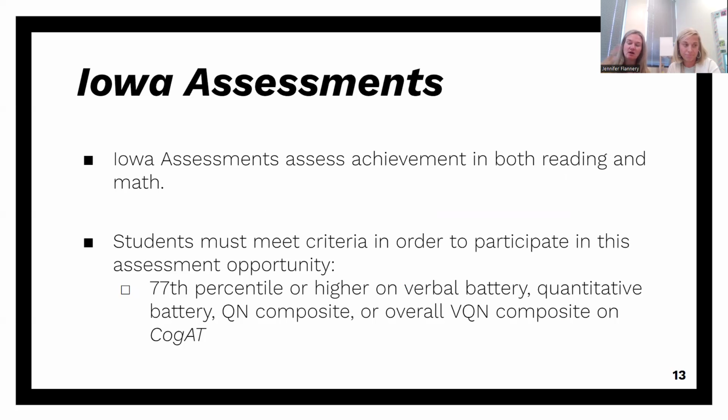And with a combination of our GRS scores and our COGAT scores, some students may get the opportunity to take an Iowa assessment. The Iowa assessment assesses achievement in reading and in math. You must meet the criteria in order to participate in this. So you'll have to score in the 77th percentile or higher on the verbal battery, the quantitative battery, the QN composite, or the overall QN composite on that COGAT assessment.